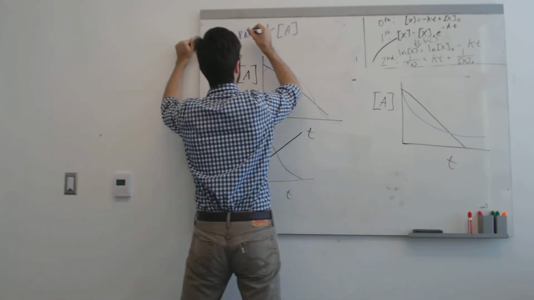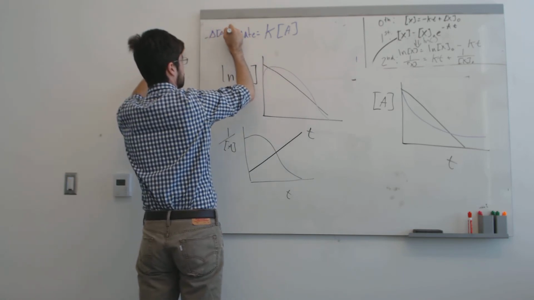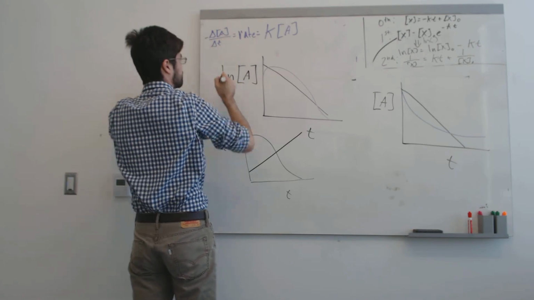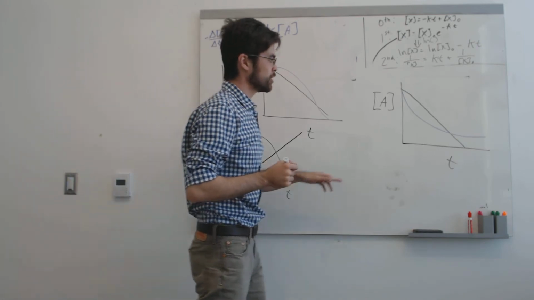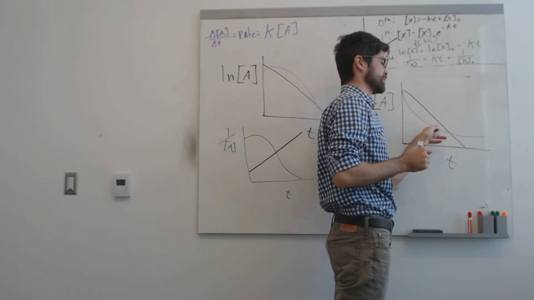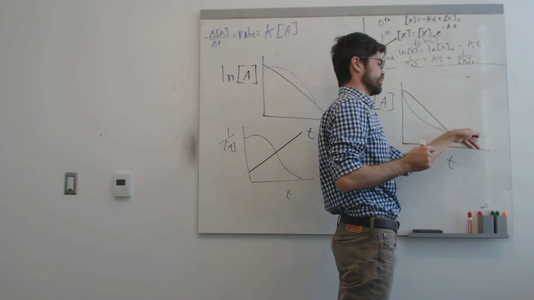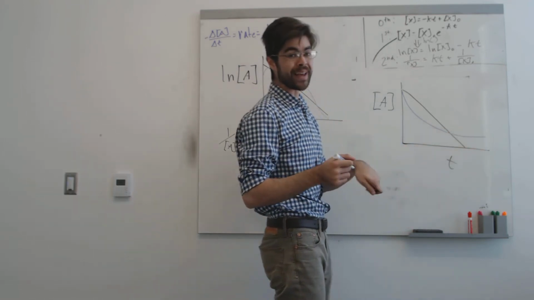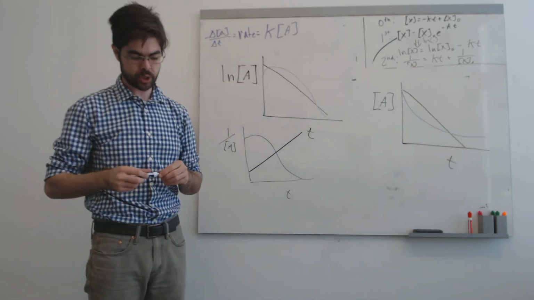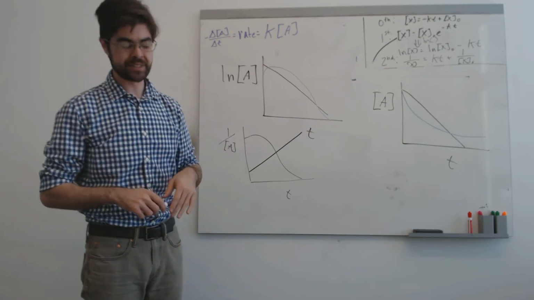I also define rate as the derivative, the change in A with respect to time. So it's the slope, and the slope here does change. It's always negative, but the slope is changing. At first, it has a very, very fast rate, and over here, it has a very, very slow rate. So its rate changes with time, and its rate changes with order, but the rate law itself doesn't change.